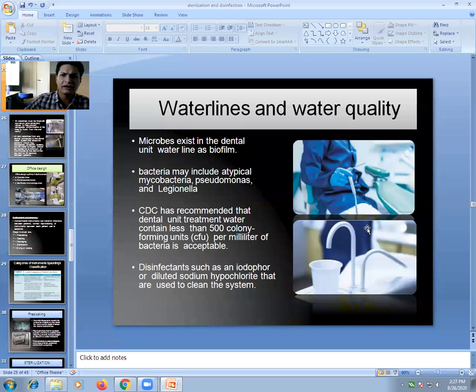Now, water lines and water quality. Microbes exist in the dental unit water line as biofilm. Bacteria may include atypical mycobacteria, Pseudomonas and Legionella. The CDC has recommended that dental unit treatment water contain less than 500 colony forming units of bacteria; 500 CFU per milliliter of bacteria is acceptable. Disinfectants such as iodophor or diluted sodium hypochlorite are used to clean these water lines and water units.